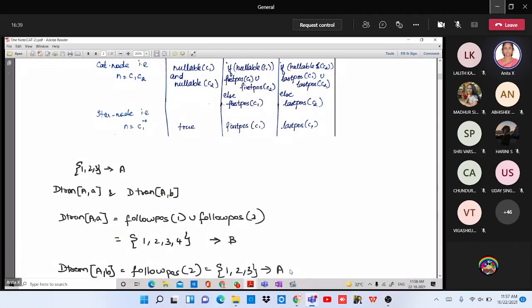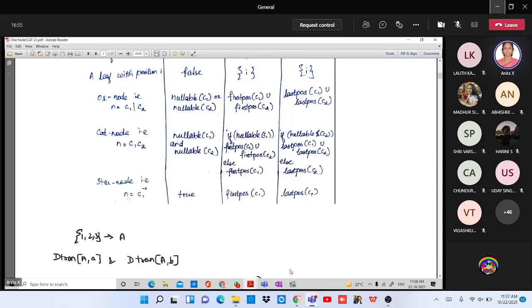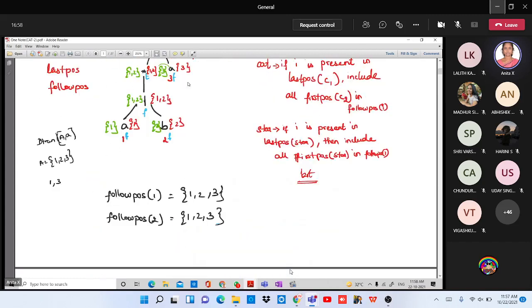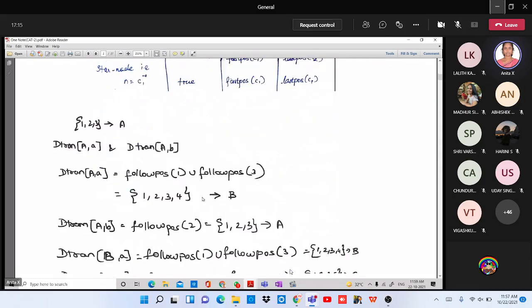Then for A, I have to start marking. That is, for each and every input symbol, I will be marking. What should I do? I have to proceed with finding dtran of A, a and dtran of A, b, because I'm having only two input symbols here, a and b. So what should I do? I have to check the positions of 1, 2, 3. So dtran of A, a. Here in 1, 2, 3, 1 and 3 correspond to a, right? Because I am proceeding with dtran of A, input symbol a. So 1 and 3 correspond to input symbol a. So what should I do? Follow position of 1 union follow position of 3 will give me my dtran.